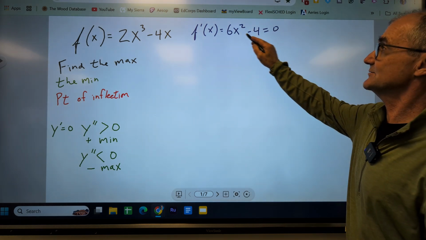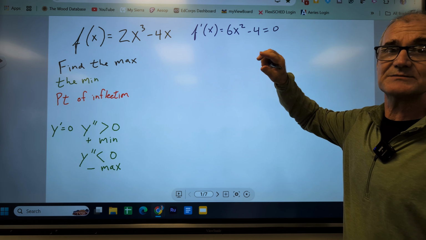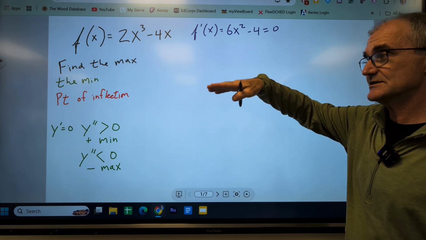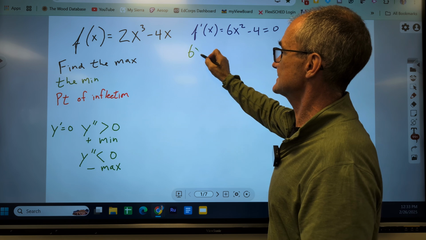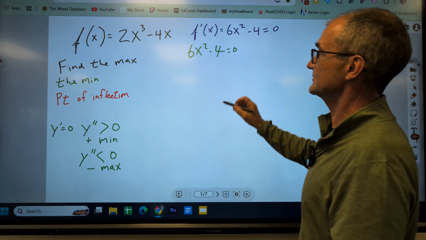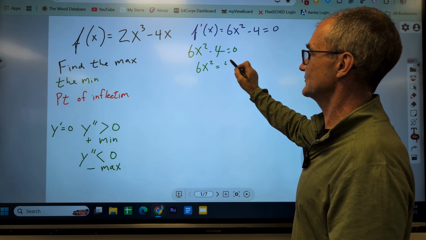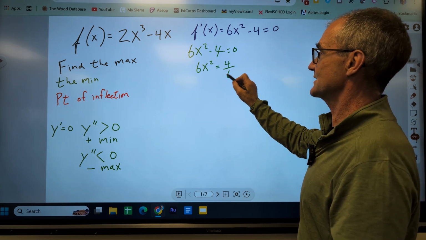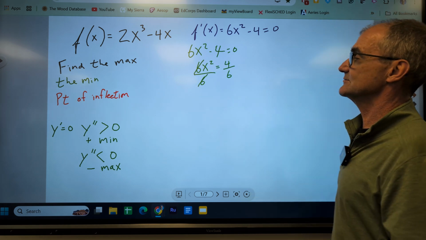So now that I have my derivative, I'm going to set it equal to 0, meaning my derivative is my slope. Where is the slope 0? And then I'm going to solve that equation. 6x squared minus 4 is equal to 0. Add 4 to both sides. 6x squared is equal to 4. Divide both sides by 6. And then x squared is equal to 4 over 6.